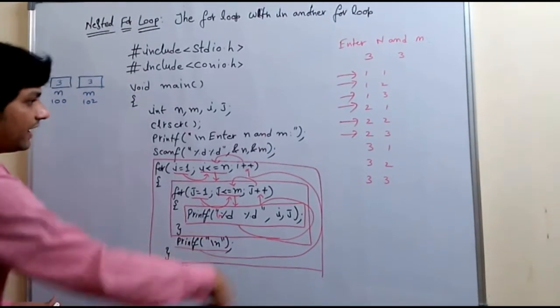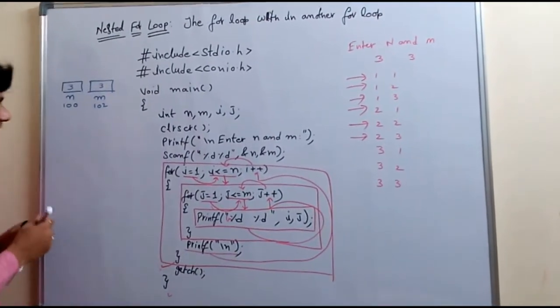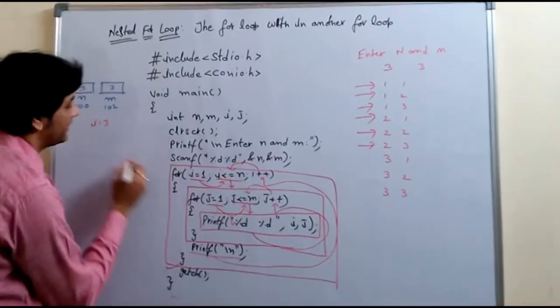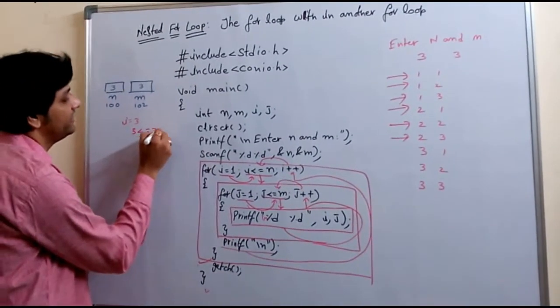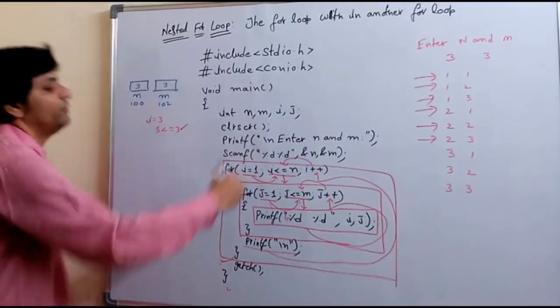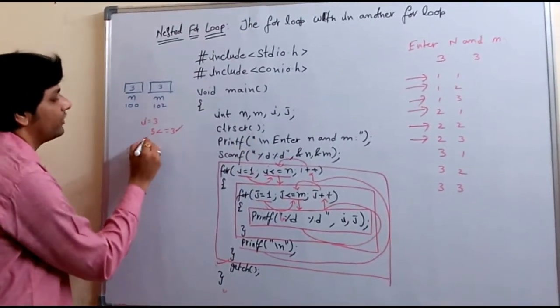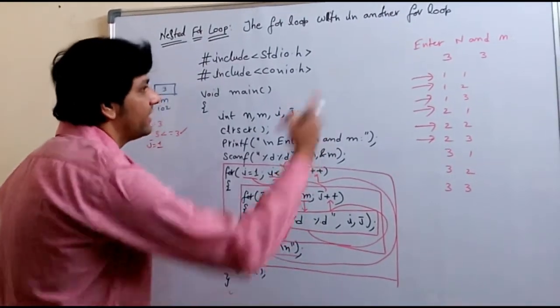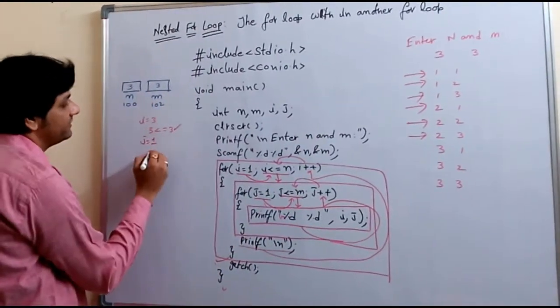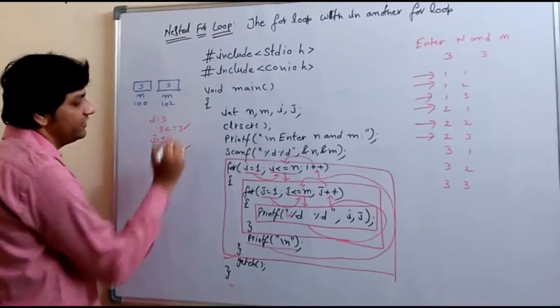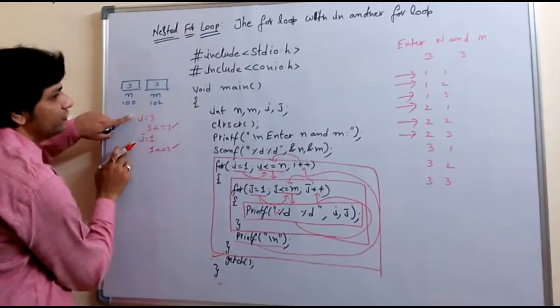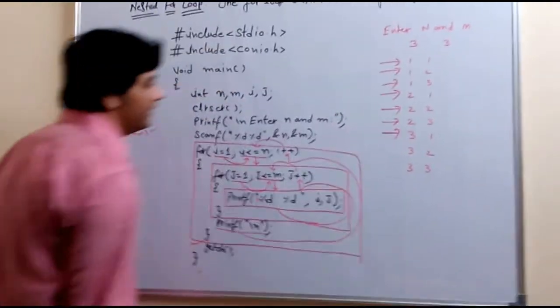So now i becomes 3. I will write i becomes 3. 3 less than or equal to 3, true. Come inside. Now once again j will be performed from 1. j equals 1. 1 less than or equal to m, which means 3. 1 less than or equal to 3 is true. It comes inside. It will be displayed: i is 3, j is 1. 3, 1 will be displayed.